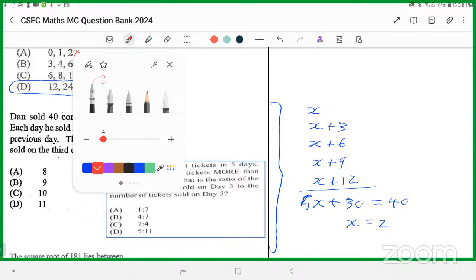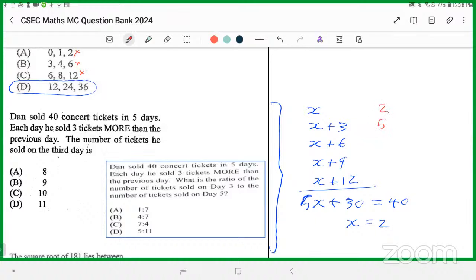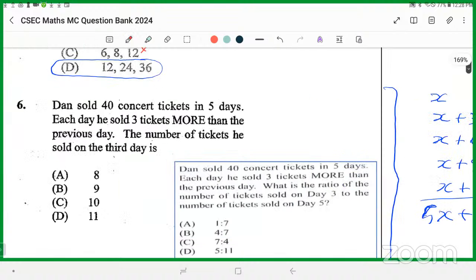Now that you know that X is equal to 2, we can actually write down the tickets that he sold. He sold 2, then 5, then 8, then 3 more, like 11, then 3 more, like 14. These are the actual tickets that he sold. So this question is asking for the tickets sold on the third day. That answer is this one, third day. So the third day answer is 8.